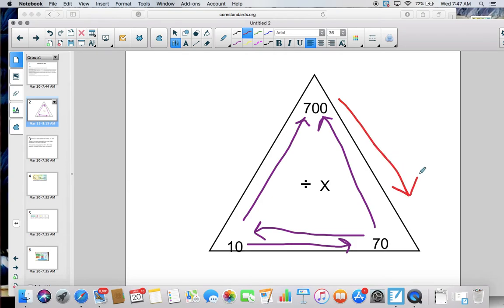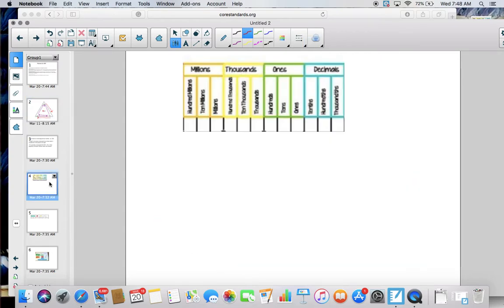700 divided by 70 gets me 10. Here's another way to think about this.